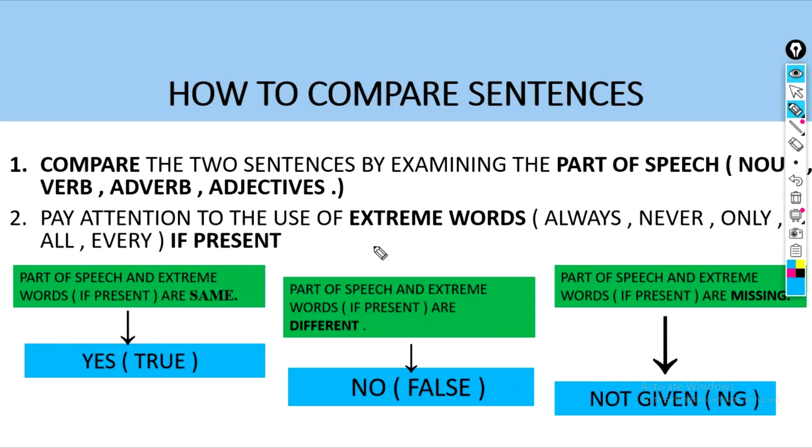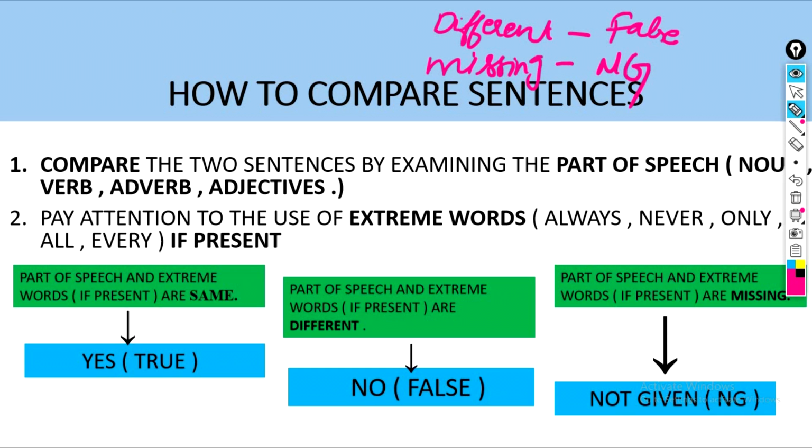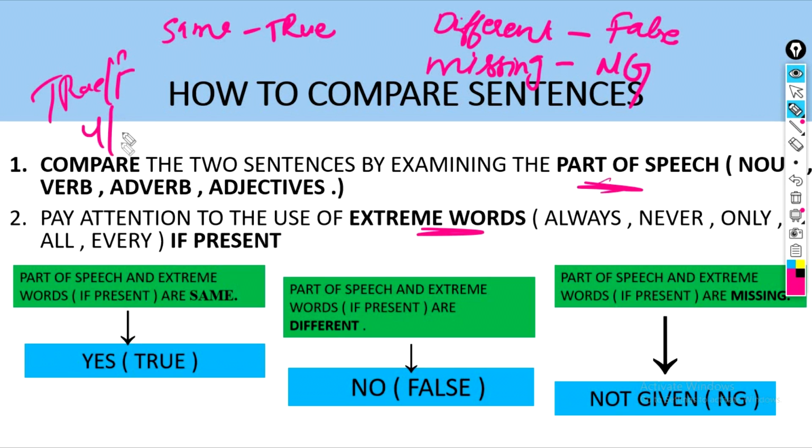Now I'm going to repeat one more time. If the part of speech and extreme words are the same, then the answer is yes or true. If different, then the answer is false or no. If missing, not given. And if same, then true. So this is the key strategy of this question type: true, false, or yes, no.